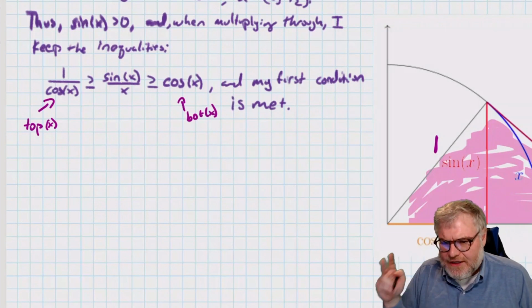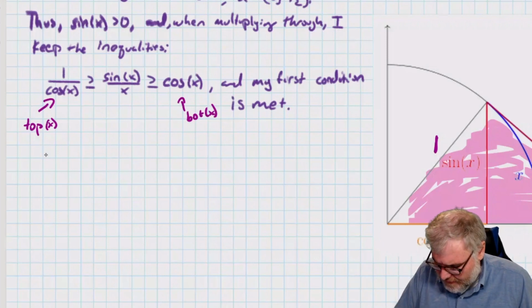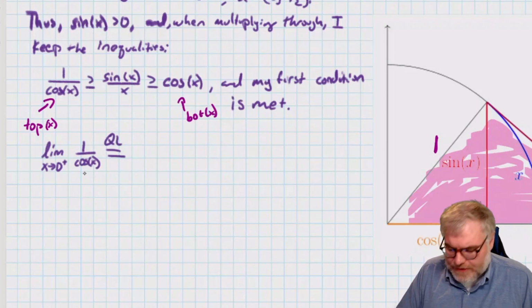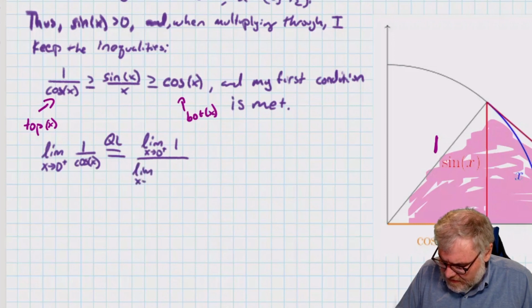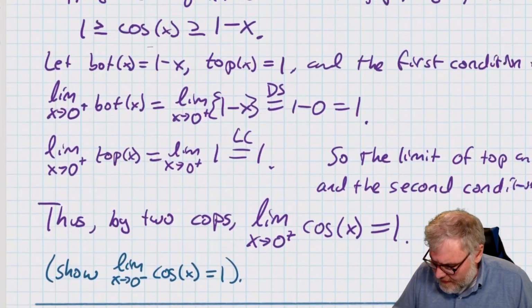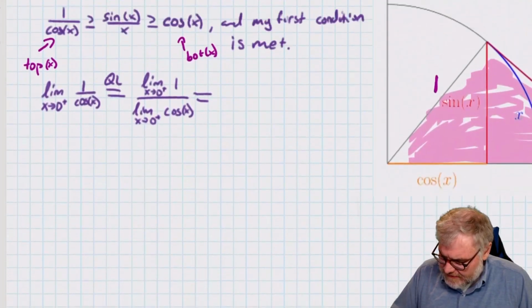Now that I've got that, I still need my second condition. So my second condition was that everything has to go to 1. Okay. So I need to do the limits of these things. And remember, I'm on the right side, so I'm just going to do it like this. The limit as x goes to 0 from the right of 1 over cosine of x equals, now, because this does not equal 0, I can use the quotient law. So I have the limit as x goes to 0 from the right of 1 over the limit as x goes to 0 from the right of cosine of x. Now, from our previous result, we know that this limit right here is 1.